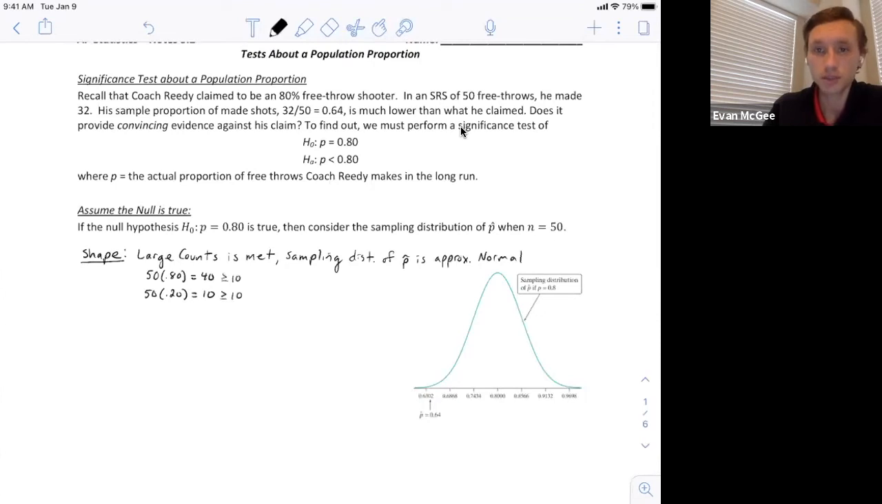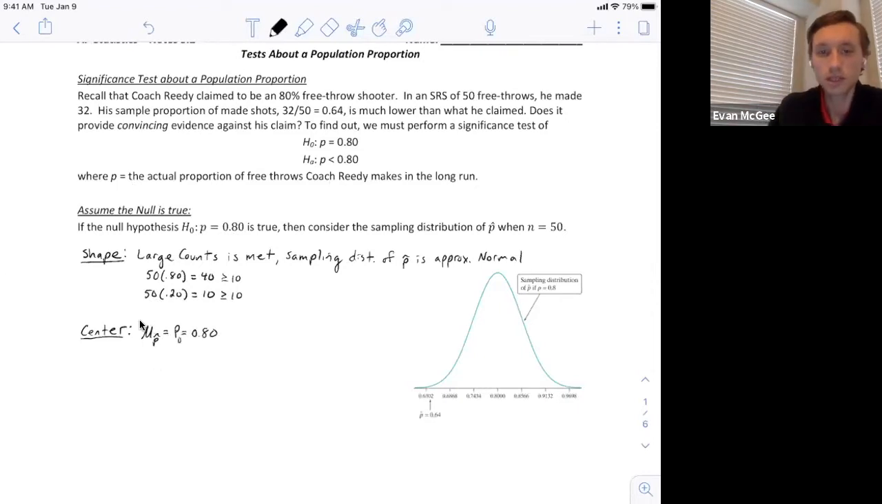The shape of the sampling distribution of p hat, assuming he is an 80% free throw shooter, will be normal because of the large counts condition. The sample size is 50, so we expect 40 successes and 10 failures. Both of those are greater than or equal to 10, which means the sampling distribution of p hat will be approximately normal. The center of the distribution will be equal to whatever the population parameter is, which in this case, we're assuming is 80%.